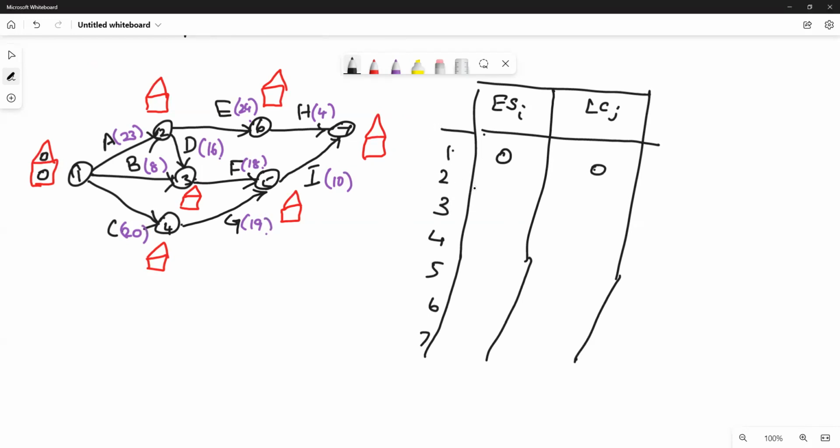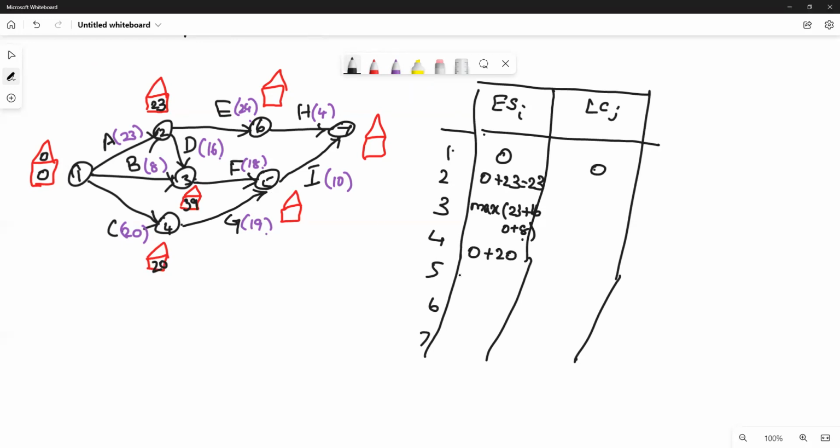Next at node 2, only one activity is entering, so 0 plus duration 23 gives 23. At node 3, there are two activities getting in. If there is more than one activity, we go for the maximum. Maximum of 23 plus 16 and 0 plus 8. The maximum is 23 plus 16, that is 39. So here you write 39. At node 4, how many activities are getting in? Only one, so 0 plus duration 20. So the earliest starting is 20.